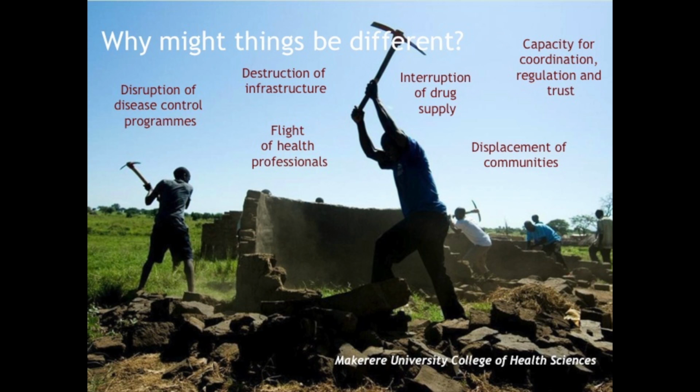Our colleagues at Makerere came up with this set of characteristics that I think are much closer to starting to talk about what's peculiar about post-conflict settings. It's about disruption, it's about loss of infrastructure, flight of health professionals, interruption of drug supply. We think that, and we'll be coming back to the point about coordination, regulation and trust as being really important issues, and I think really important issues in relation to Ebola and displaced communities, which I've already talked about in relation to why Ebola might have emerged in the first place, but also affects the functioning of the health system.